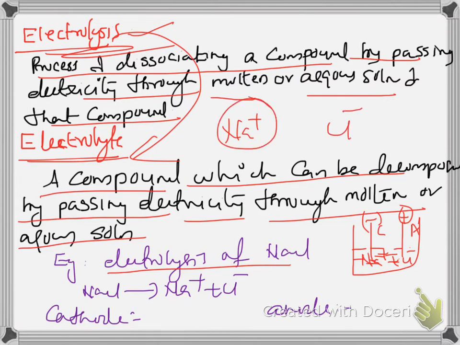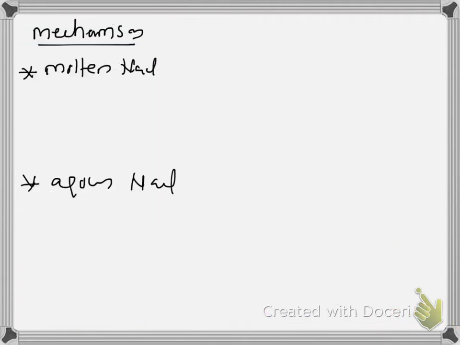Na plus moves towards the cathode and deposits through reduction. Na plus plus 1 electron gives Na. And Cl minus moves towards the anode and is liberated as chlorine gas through oxidation. This is reduction, addition of electron. This is oxidation, removal of electron. This is the process of electrolysis.